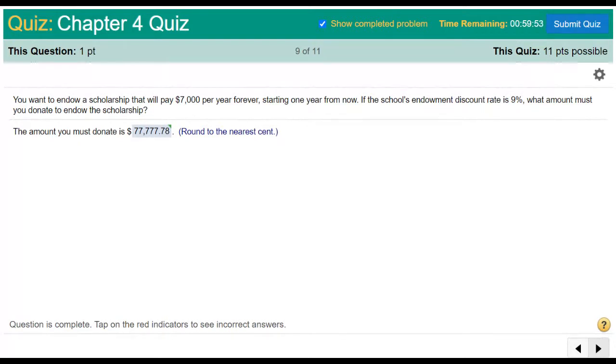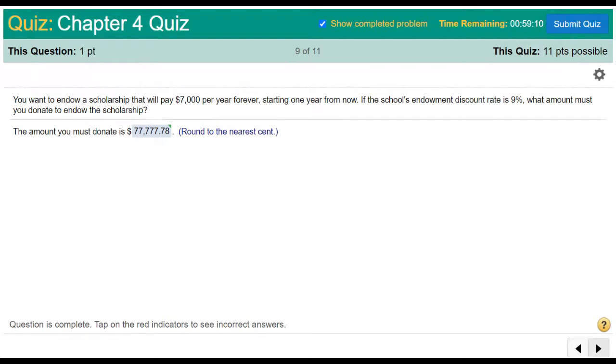Okay. So this question is what we see all the time, right? It's an endowment. And the endowment is for, it wants to pay $7,000 a year forever. And the way you calculate that is that you're going to say 7,000 divided by 0.09. And it comes to 77,777.78.